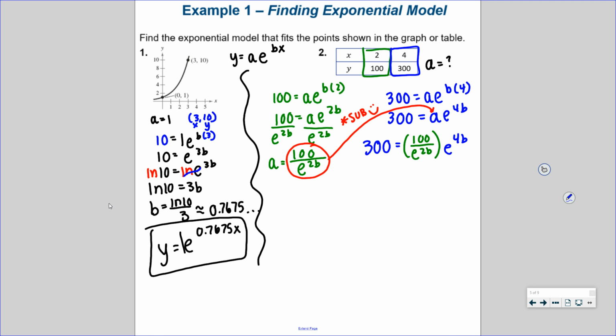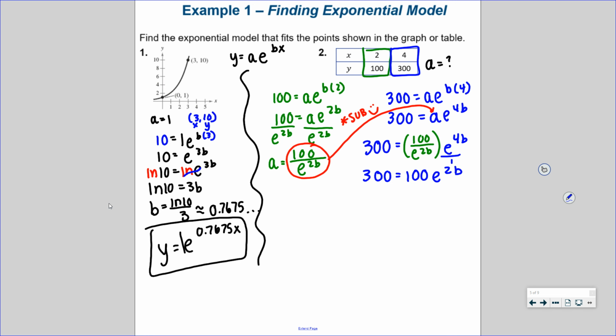Okay, so this is really like over 1 if you want to think of it that way. But if I have e to the 4b divided by e to the 2b, what would that simplify to? E to the 2b, right? Exponent properties, same base, you could subtract them. Or think you have like 4 of them upstairs, 2 of them downstairs. So that would give me e to the 2b here.